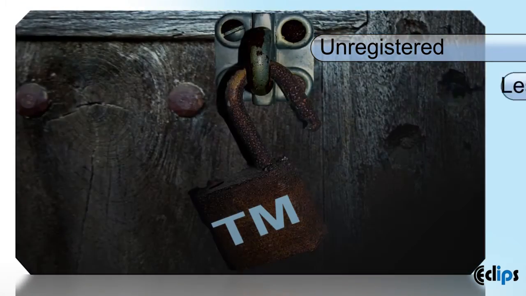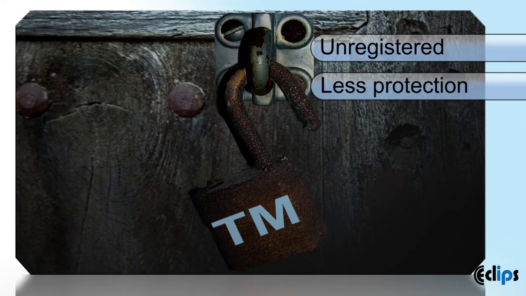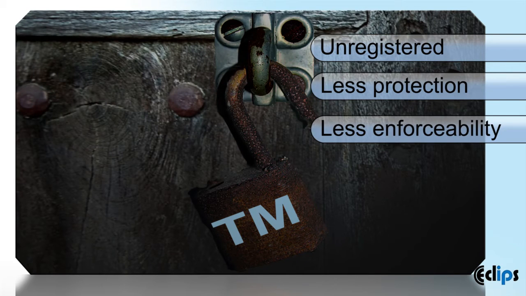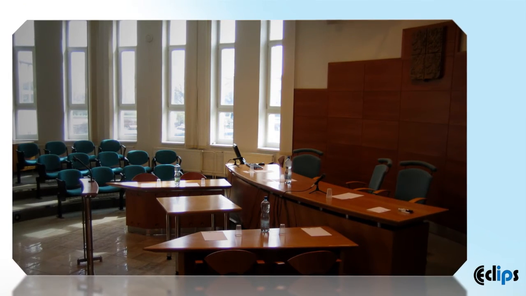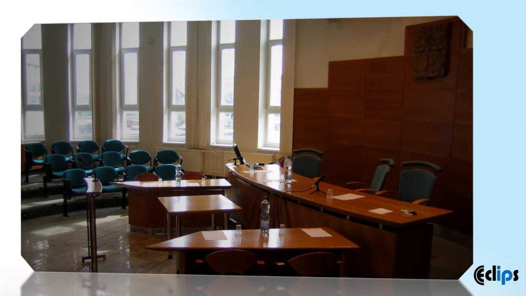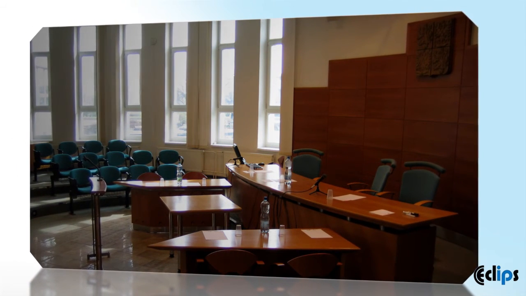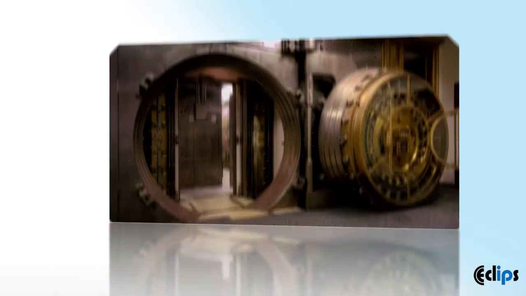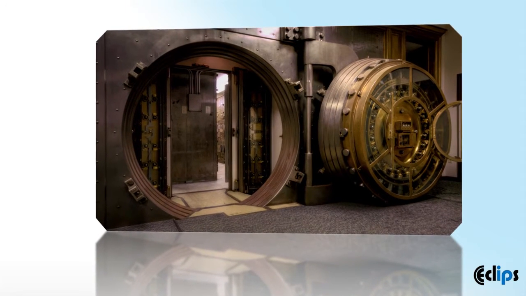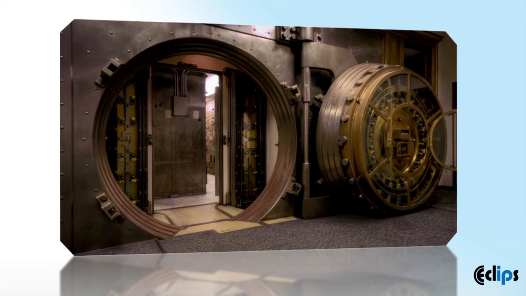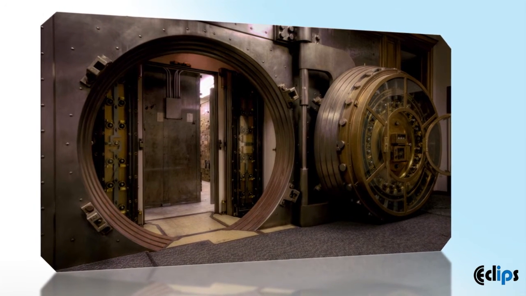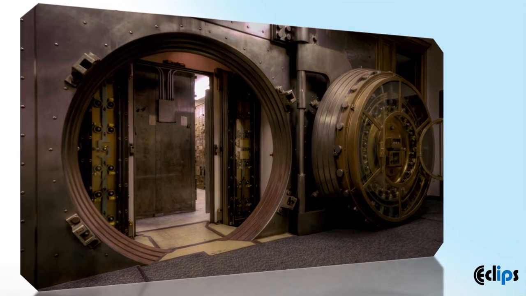Unregistered trademarks afford less protection than formally registered marks and can be more difficult to enforce if they are infringed, that is, used without their owner's permission. In the UK, unregistered mark owners often have to rely on taking infringers to court, which can be difficult and expensive to prove, whereas registered trademark owners enjoy higher protection, as the legal burden is placed on the infringer to prove that their mark does not infringe the mark on the register.